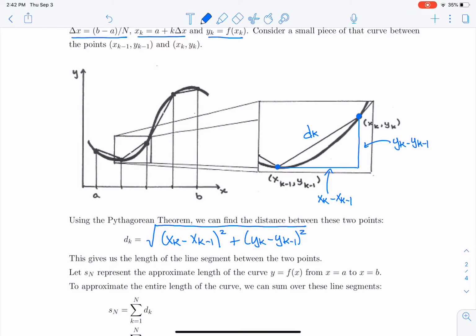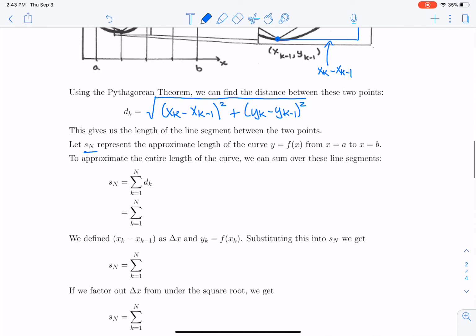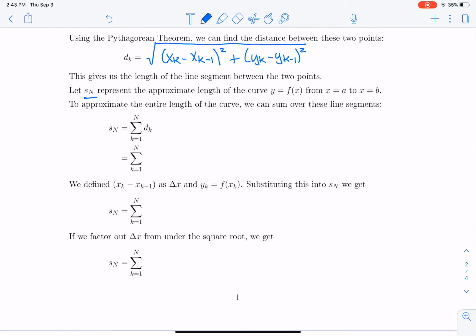Now what we want to do is add up all of these line segments. So we're going to let s sub n be the approximate length of the curve that comes from adding up these line segments. So s sub n is going to be the sum of those lengths, we'll call them d sub k. So it's the sum from k equals 1 to n of the square root of (x sub k minus x sub k minus 1) squared plus (y sub k minus y sub k minus 1) squared.